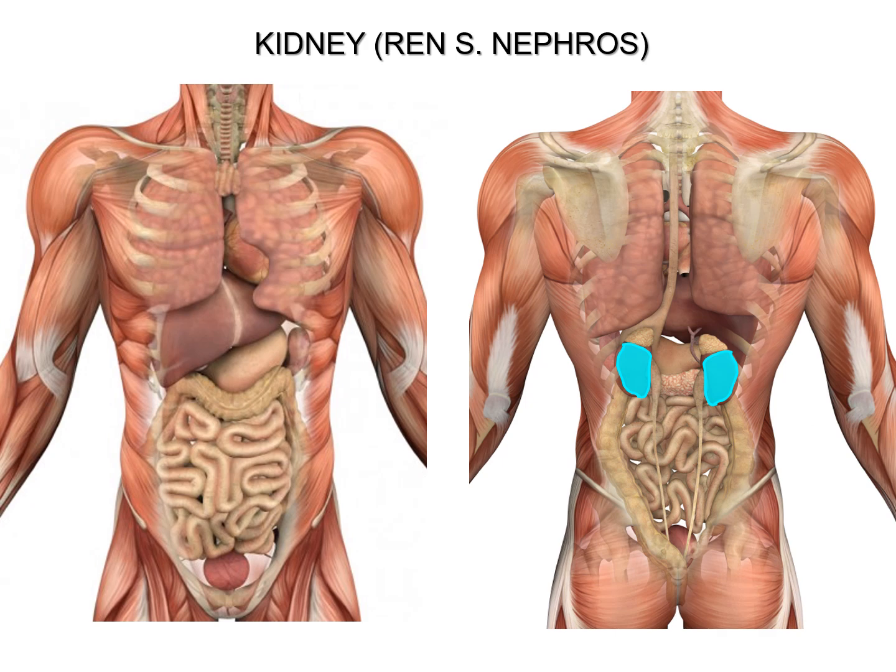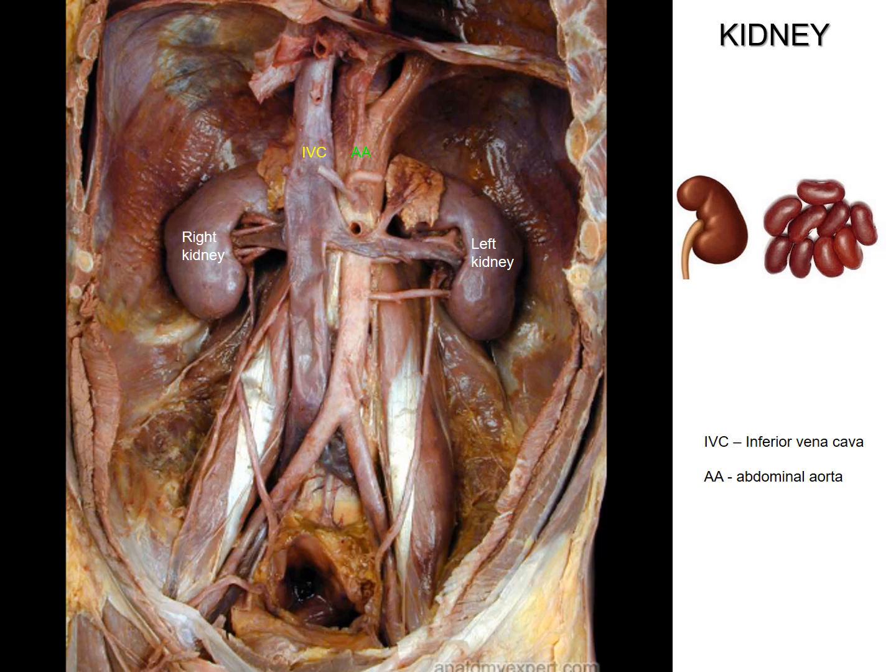The blue color represents position of kidneys. The kidneys are retroperitoneal organs in the posterior abdominal region. The bean-shaped kidneys lie immediately lateral to the vertebral column. Although they are similar in size and shape, the left kidney is a longer and more slender organ than the right kidney, and its position is higher than the right one.